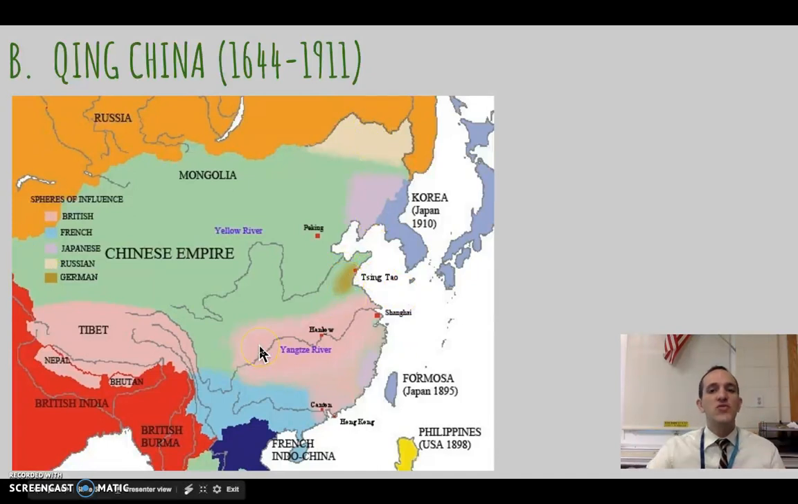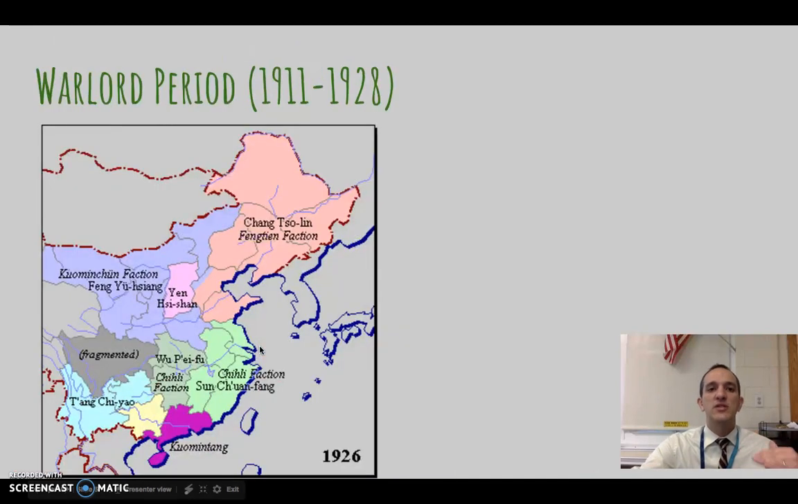The Qing dynasty is really weak, and with the Boxer Rebellion and the Taiping Rebellion, China's power is decreasing. The Qing dynasty is overthrown. It's a confusing period in Chinese history, so follow along here. In 1911, the last Qing emperor, who was a child, is basically overthrown, and he has no legitimacy.